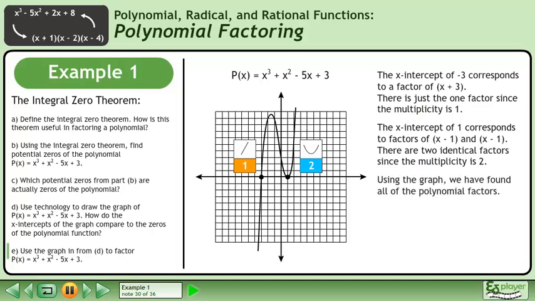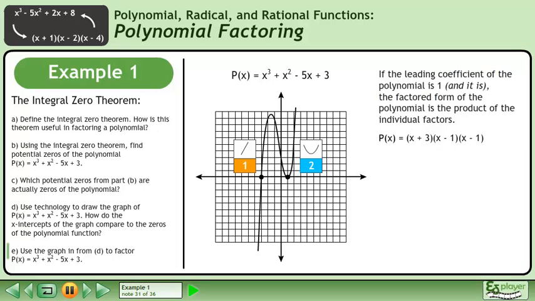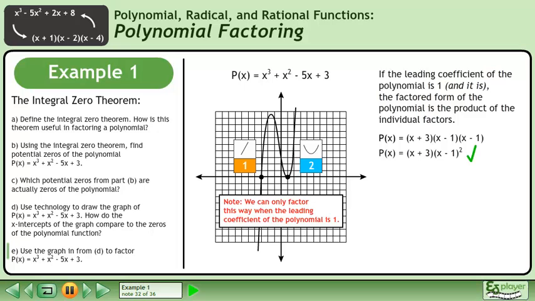Using the graph, we have found all of the polynomial factors. If the leading coefficient of the polynomial is 1, and it is, the factored form of the polynomial is the product of the individual factors. This gives us p of x equals x plus 3 times x minus 1 times x minus 1. Combine identical factors to get x plus 3 times x minus 1 squared. Note that we can only factor this way when the leading coefficient of the polynomial is 1.